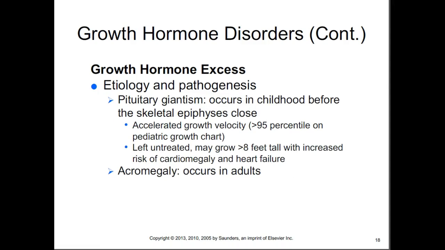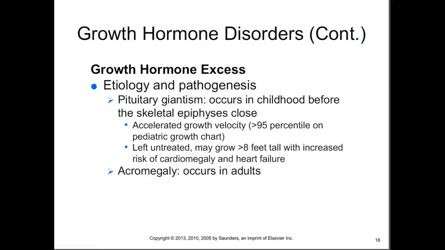And then if the child still has open growth plates, then this child would be called a pituitary giant, right? Or what we call acromegalic gigantism. That's the new, more accepted name, right? Pituitary giantism is what it says here. It occurs if the epiphyseal plates have not closed. So you might see accelerated growth if it's greater than the 95th percentile on a pediatric growth chart.